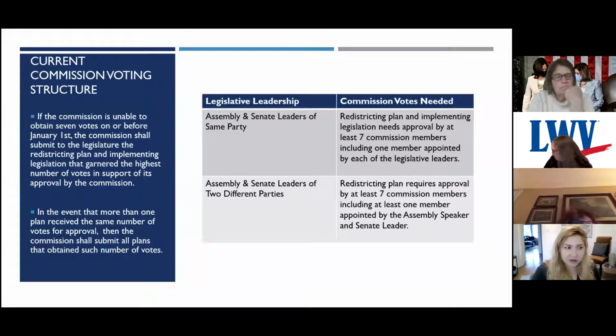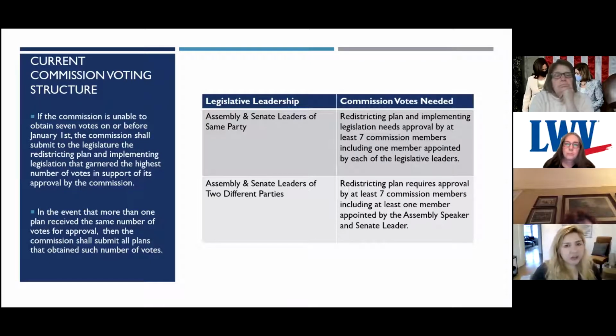If you remember from earlier, I mentioned that before the Senate was controlled by Republicans, the Assembly was controlled by Democrats. So they wanted to make sure that when and if the party structure shifted, both parties would be equally protected. So right now, if there are 2 different parties in charge of the Senate and Assembly, let's say it's the old way and the Senate is Republicans, the Assembly is Democrats, you only need approval by 7 commissioners with at least 1 member appointed by each of the legislative leaders. So we're going to have a Democratic appointee voting for it and a Republican appointee voting for it in the commission.